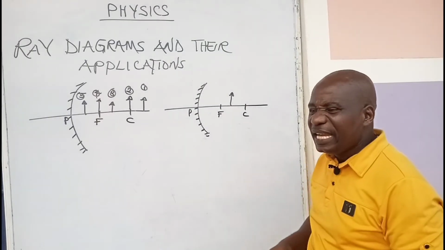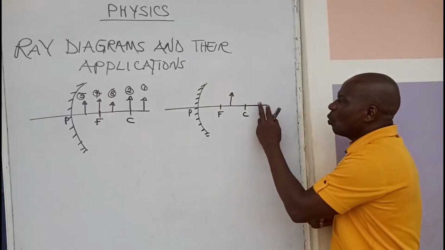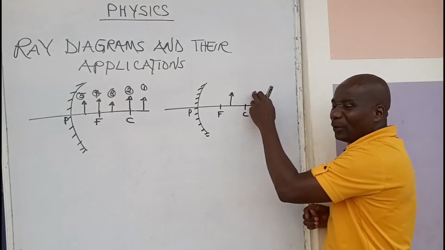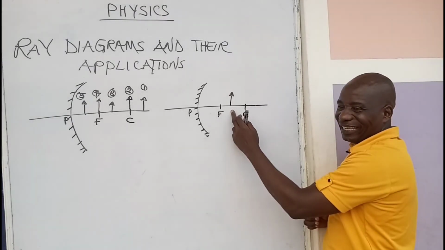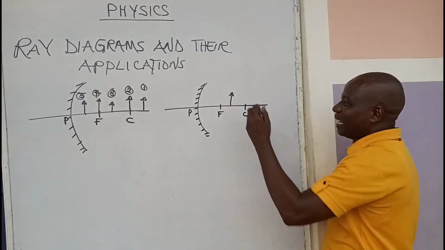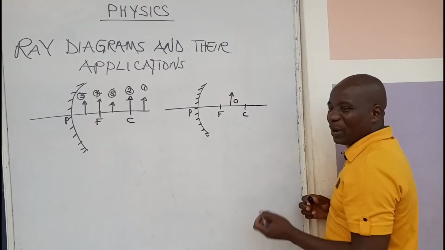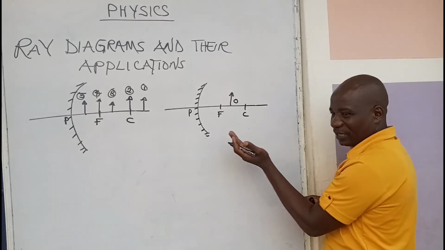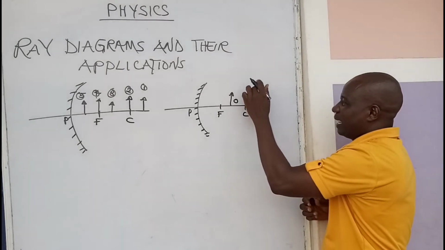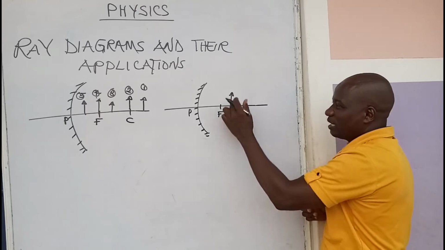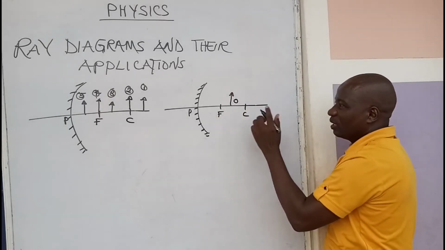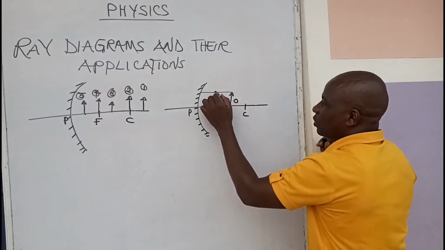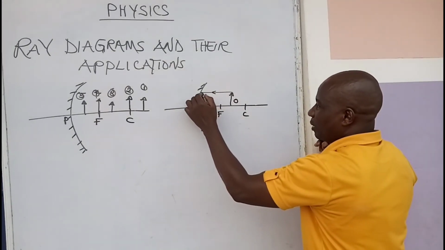Now, this is our third position, between F and C. Remember, when the object was here, where did we have our image? We have our image here. Now we are having our object here. Where are we going to have our image? It's going to be here. Opposite. Object here, image here. Image here, object here. So let's see. This one, any ray close and parallel, where will it pass through?